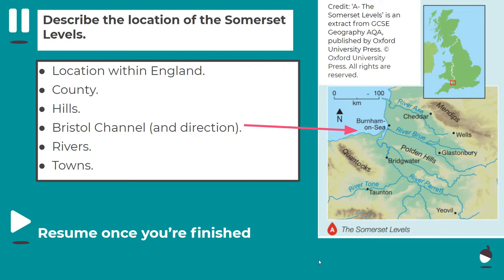So we are now going to describe the location of the Somerset Levels, and describing the location of a place in geography is a geographical skill. So I want you to imagine that I cannot see the maps that you see on the screen, and also that I don't know anything about the location of the Somerset Levels, and you are going to need to write me a paragraph to describe their location in detail. Within your paragraph, you need to include the facts that we've just been discussing. And on the screen, you will see 6 bullet points to give you some clues about what to include within your paragraph. So the location within England, the name of a county, the hills, the Bristol Channel and maybe a direction, the names of rivers, and maybe even the names of towns.